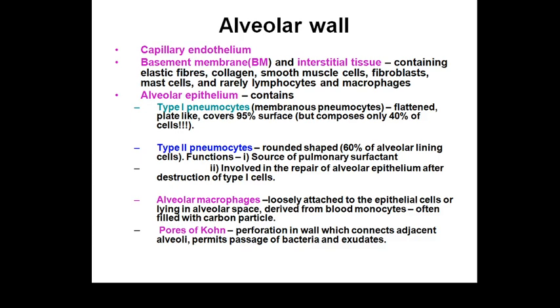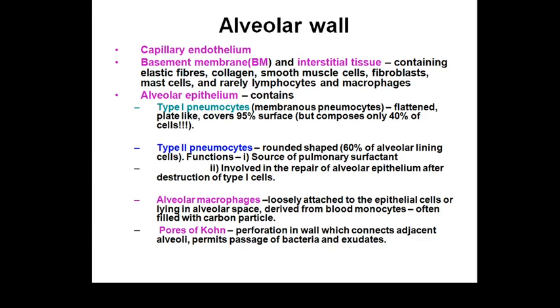But in the thicker portion of the alveolar septa, there is an interstitial space between these two basement membranes, which is known as the pulmonary interstitium. And this pulmonary interstitium contains smooth muscle, elastic tissue, inflammatory cells, mast cells, etc.